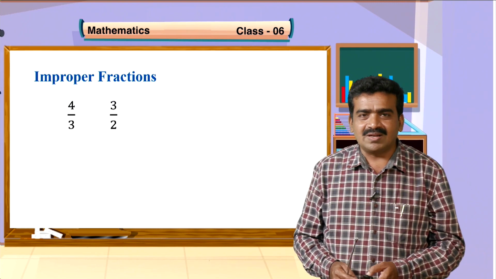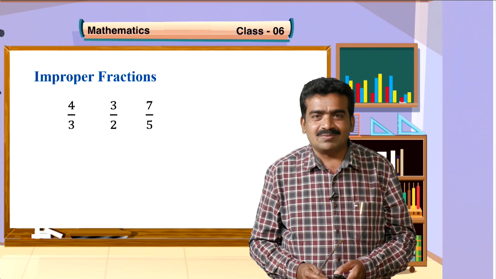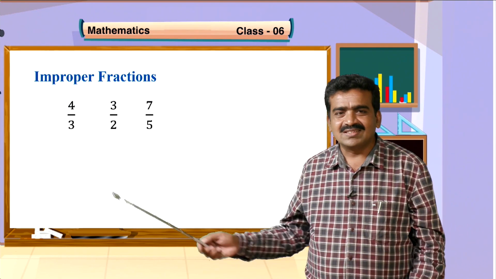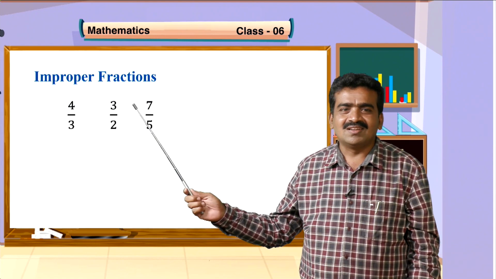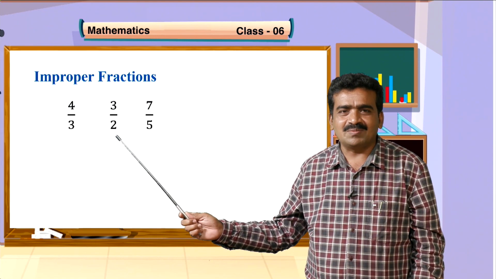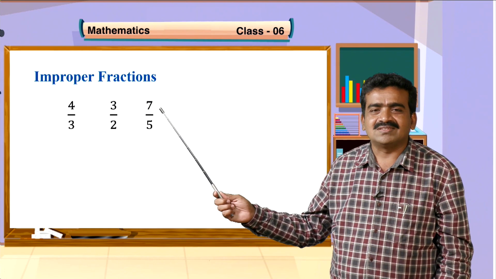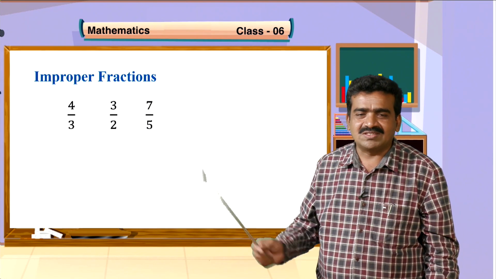Then 3 by 2, next 7 by 5. So, here in this case, which is the numerator? 4 is the numerator, 3 is the denominator, 3 is the numerator and 2 is the denominator. What about 7? 7 is the numerator and 5 is the denominator.